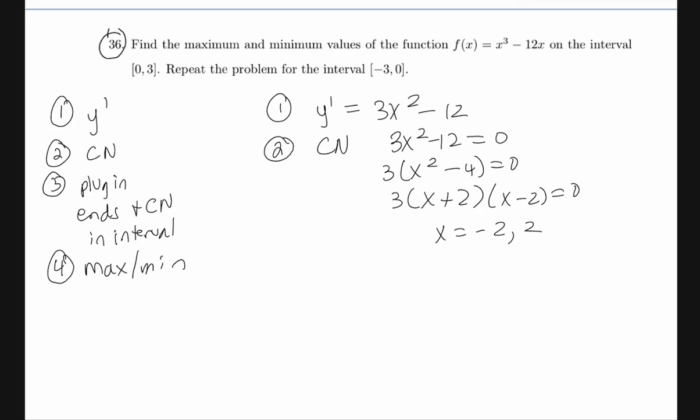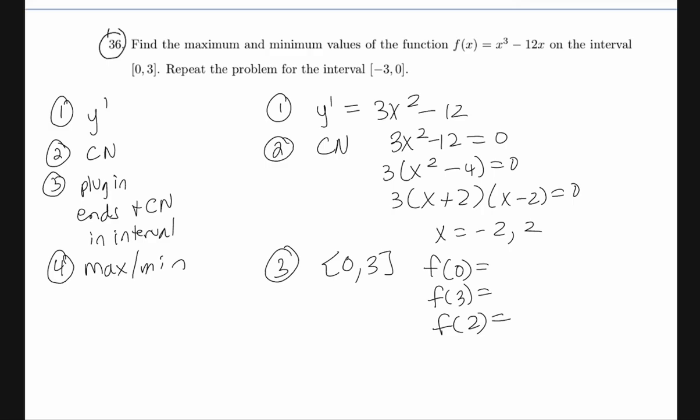Now, step 3 says to plug in the ends and the critical numbers that are in that interval. So let's take a look at our first interval that we're checking, 0 and 3. Is -2 in the interval from 0 to 3? No. Is 2 in the interval from 0 to 3? Yes. So we have to take our original function and plug in the endpoints and the critical numbers that are in that interval. So only 2 gets used.